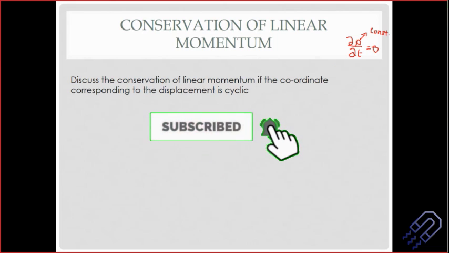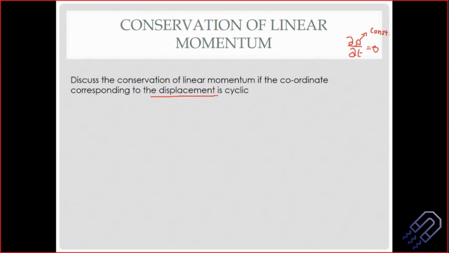If the coordinate corresponding to the displacement is cyclic, you already know about displacement. Displacement is a vector quantity, so it has a direction and magnitude, and it is cyclic. It means that it is ignorable. If we consider the Lagrangian, we have not yet discussed it in detail, but we know that the Lagrangian is a function of the generalized coordinates, generalized velocity and time. If we consider any coordinate, let's say qk, which is a general coordinate, and it does not appear in the Lagrangian, then del L divided by del qk is equal to 0. That means this qk is called the cyclic coordinate or the ignorable coordinate. So this will be the question.